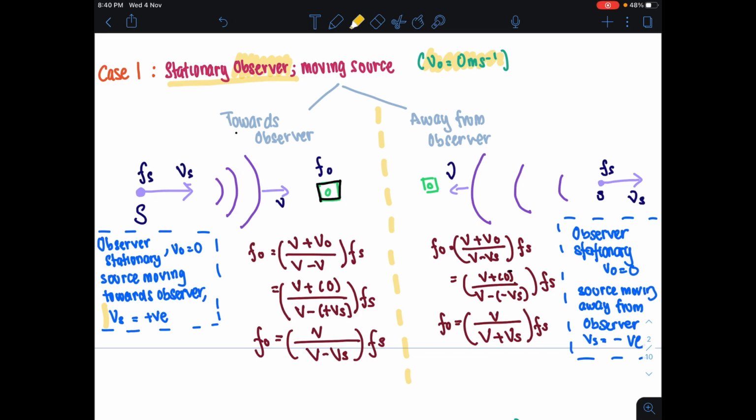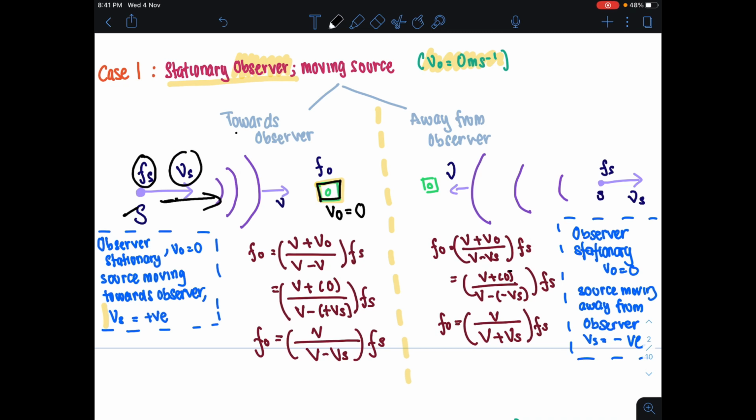Yang pertama ini. Okay, observer kita yang petak hijau ni, this is our observer. The observer is stationary. So bila dia stationary, V observer akan menjadi kosong sebab dia stationary. Alright, and then kita ada source dekat hujung kiri sekali. Source ini tengah mengeluarkan bunyi with the frequency of Fs ini. So kita ada frekuensi dikeluarkan oleh source dekat sini. And the source is moving towards the observer. Dia tengah bergerak menuju ke arah observer. So dia akan ada velocity dia sendiri.